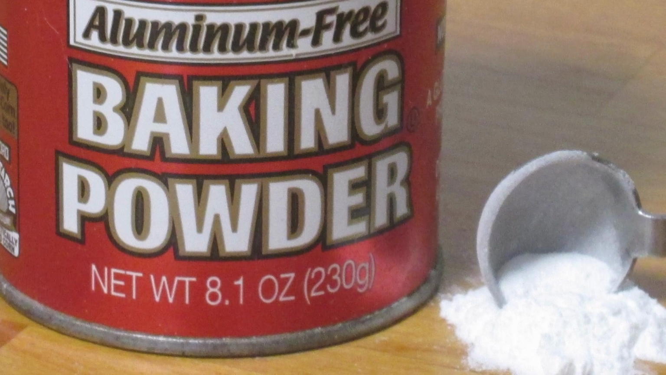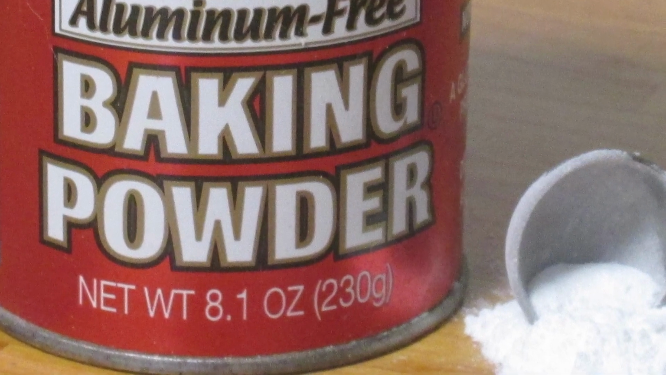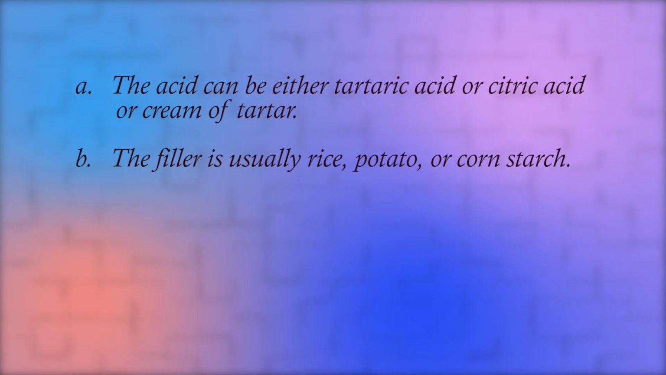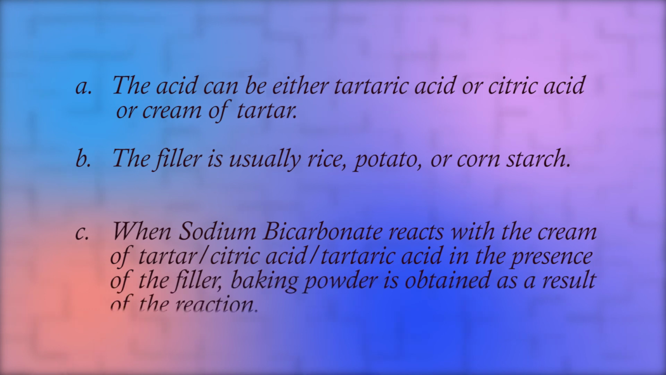Baking powder. Baking powder is a chemical compound and used as a leavening agent. It is a mixture of sodium bicarbonate, an acid, and a filler. The acid can be either tartaric acid or citric acid or cream of tartar. The filler is usually rice, potato, or corn starch. When sodium bicarbonate reacts with the cream of tartar or citric acid or tartaric acid in the presence of the filler, baking powder is obtained as a result of the reaction.